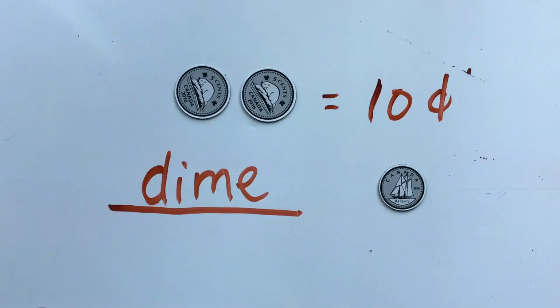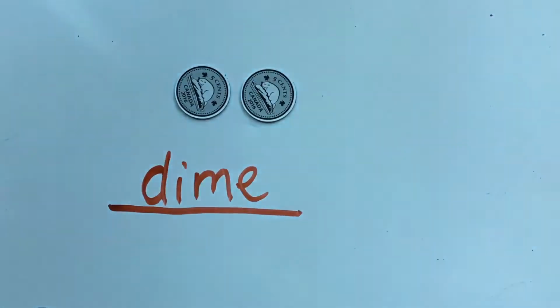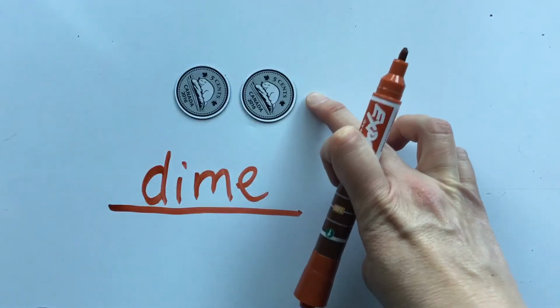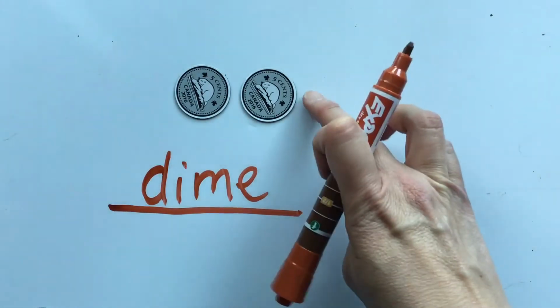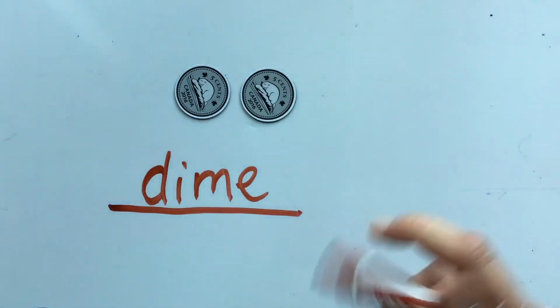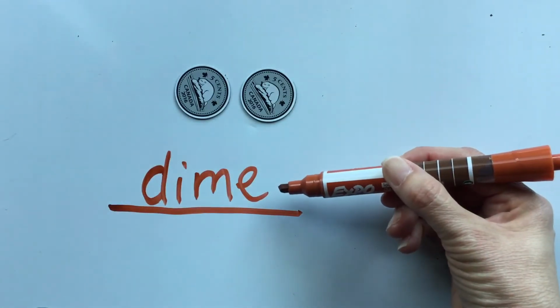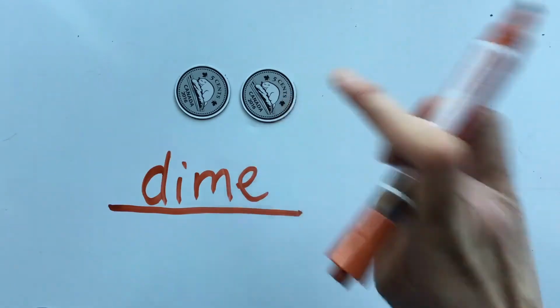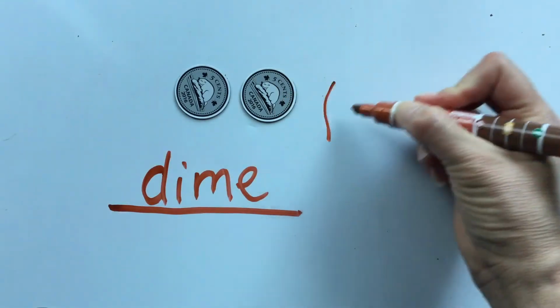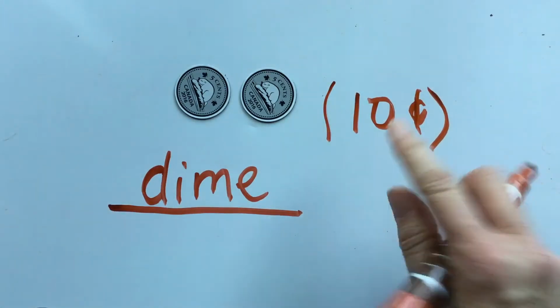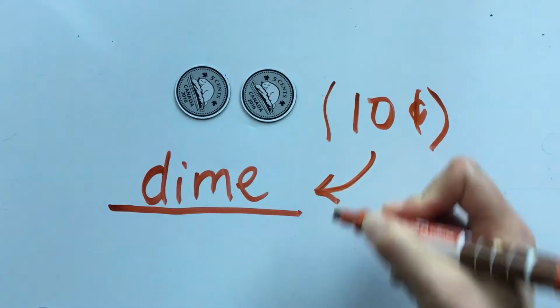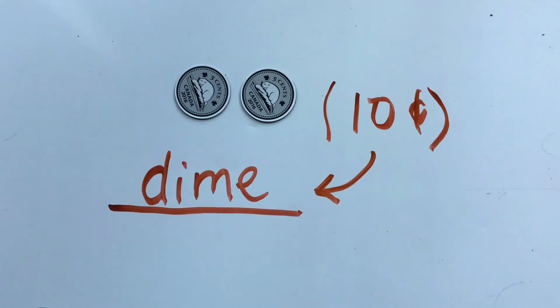Okay? So that's what your job is going to be. Take a look at the coins that are given, and on the line below, write the name of the coin that has the same value. Now you might think to yourself, wait a minute, I wrote the word dime, but these are nickels. Remember, you're thinking of the value of the coins. The total is 10 cents. 10 cents is called a dime, okay?